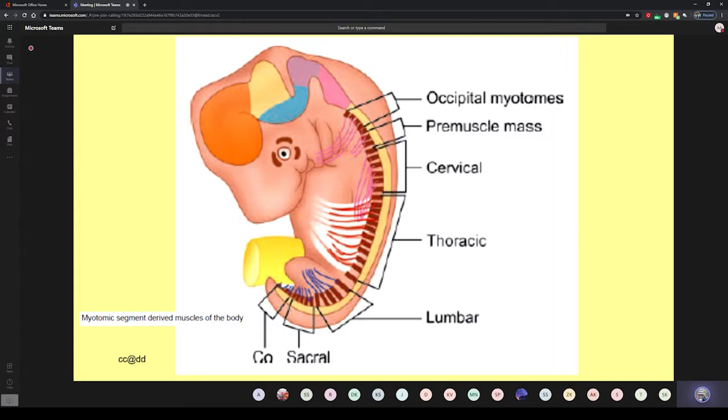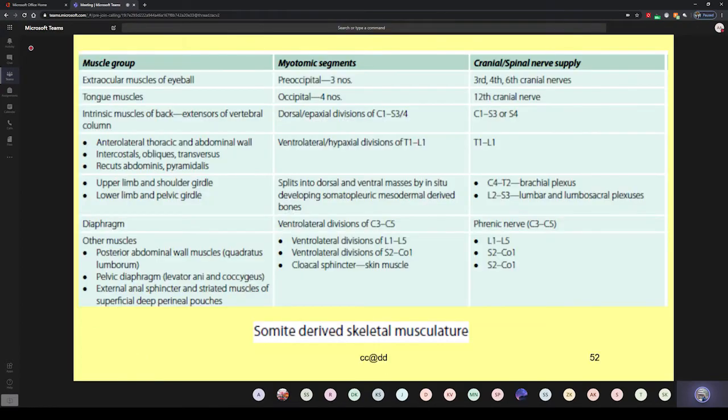Somites give rise to bone, bones having attachment of muscles, and finally all the connective tissue outside it, including the dermis. So this is how it is. I will not really be going into the tables because the tables are there with you for your reference, so there won't be a problem.